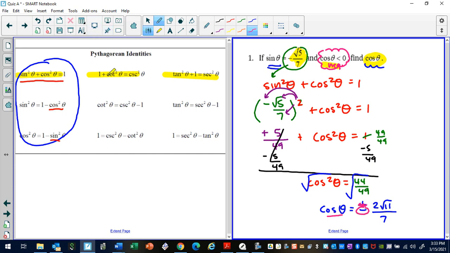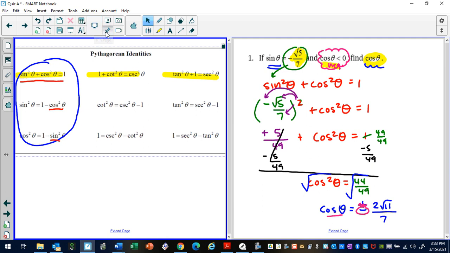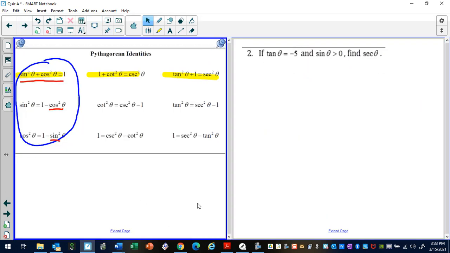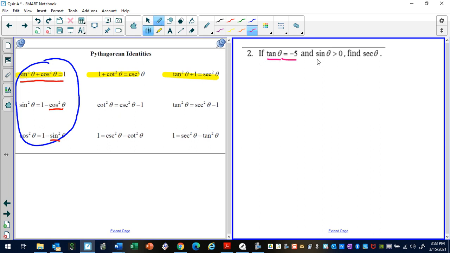You could also think about "always sleep through class" if that's easier for you as well. And I think we'll do that on the next one. All right, let's look at number 2. Same idea. You are given the value for tangent, a little bit of information about sine, and then I want you to find secant.